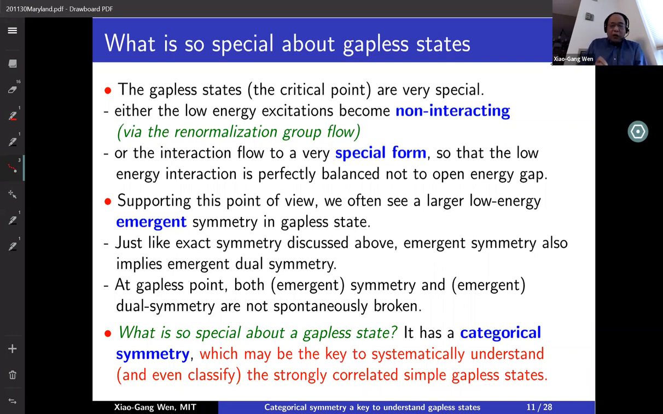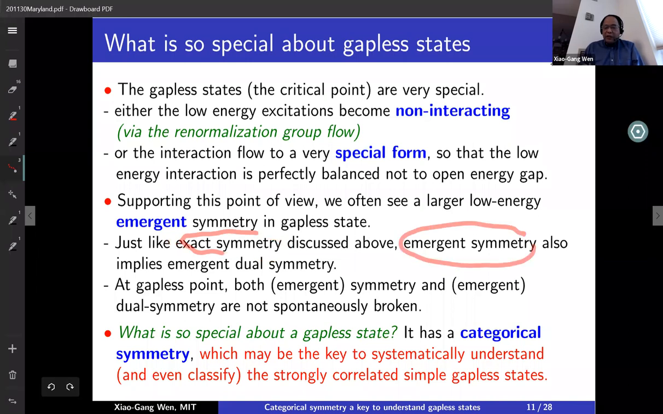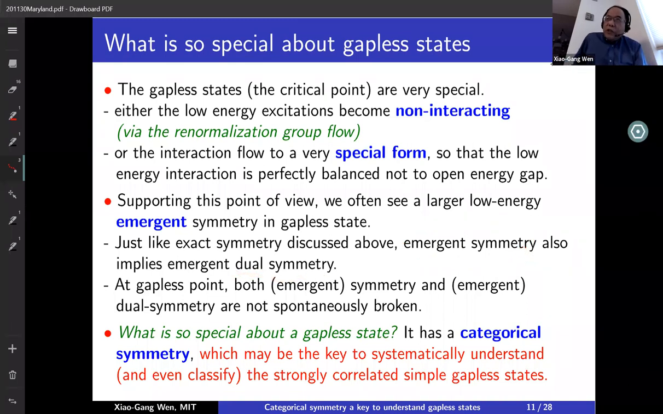So actually, another thing to support this special nature of gapless states is that usually we have a larger emergent symmetry at the gapless state. I mean, gapless states have more features, more surprises. So here I want to make a point that in the Ising model, we consider the dual symmetry. That is, a symmetry and a dual symmetry. That symmetry is the exact symmetry of the lattice model. However, even the emergent symmetry near the gapless system at low energy also has a dual symmetry. So this dual symmetry really applies to both the symmetry and the emergent symmetry. That's a remark.